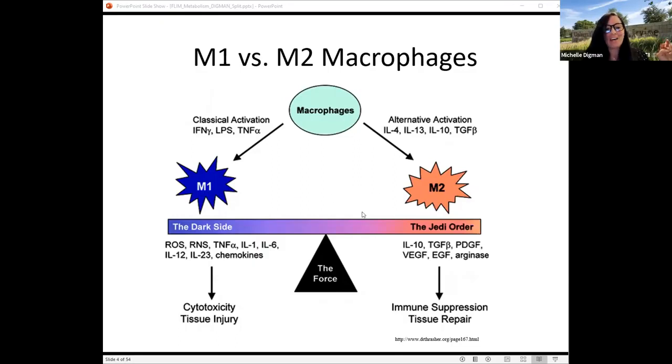And if you're an avid supporter of Star Trek or Star Wars, you will notice here that this is the force, it's a balance as to when macrophages become differentiated. So M1, for example, are cells that are kind of toxic. They stimulate cytotoxicity and tissue injury, so they're on the dark side. And if the macrophages differentiate to M2, they're the Jedi order, and they have immune suppression and tissue repair.